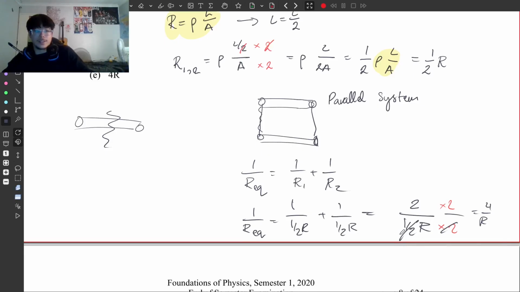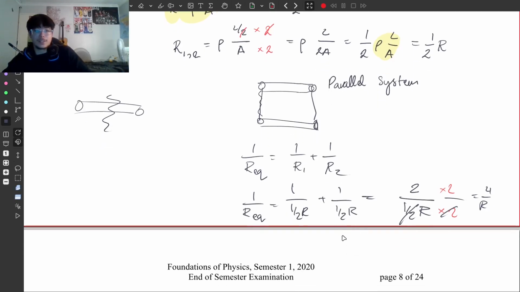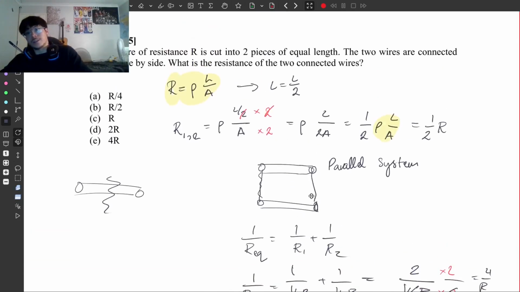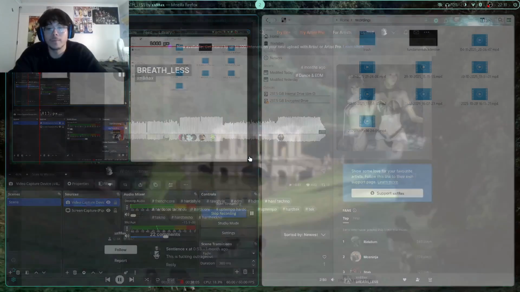So we have 4 on R is equal to 1 on R equivalent. So therefore your R equivalent, your equivalent resistance in the entire system is going to be equal to flipping the fraction upside down, so you get R over 4. So our answer is going to be R over 4.